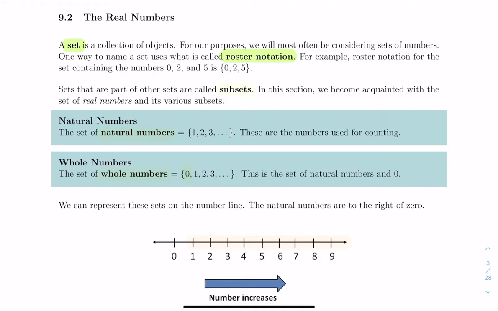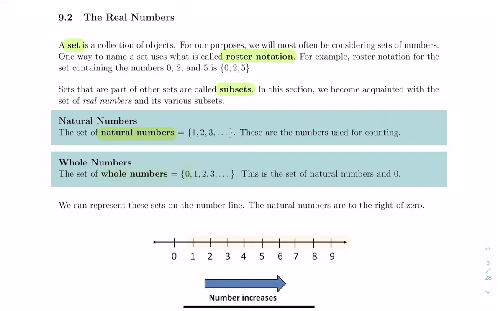Sets that are part of other sets are called subsets. In this section, we become acquainted with the set of real numbers and its various subsets. So the first one is the natural numbers. These are the numbers that we learn as kids. The counting numbers, so 1, 2, 3, 4, so on and so forth.